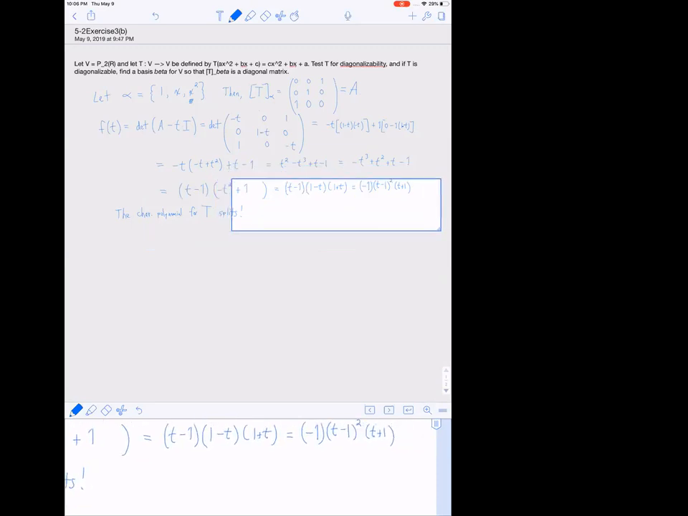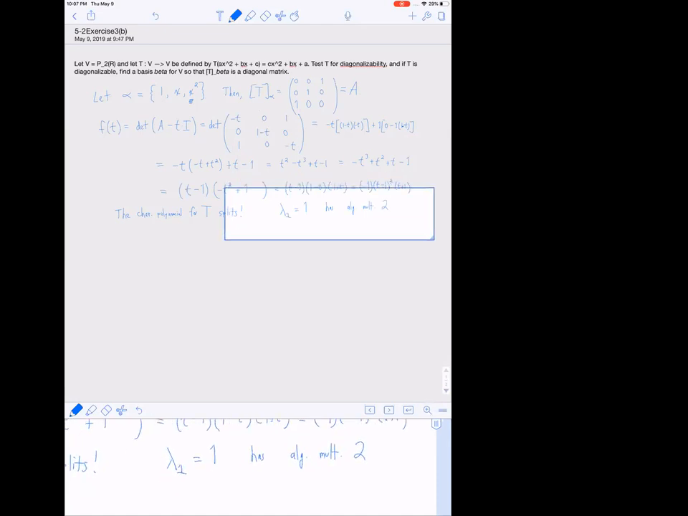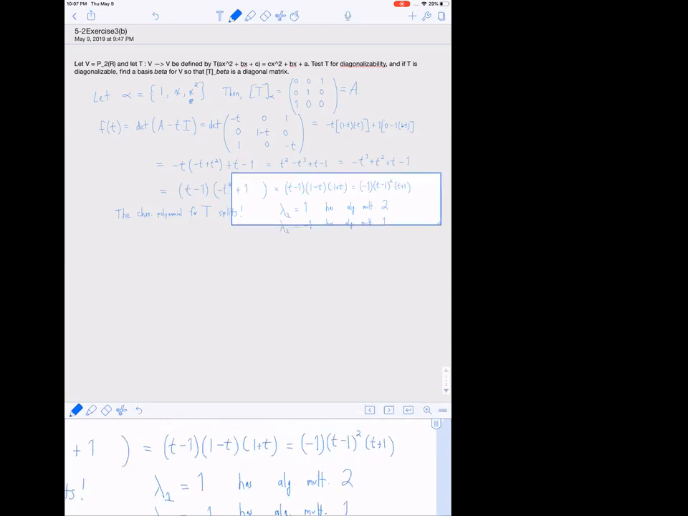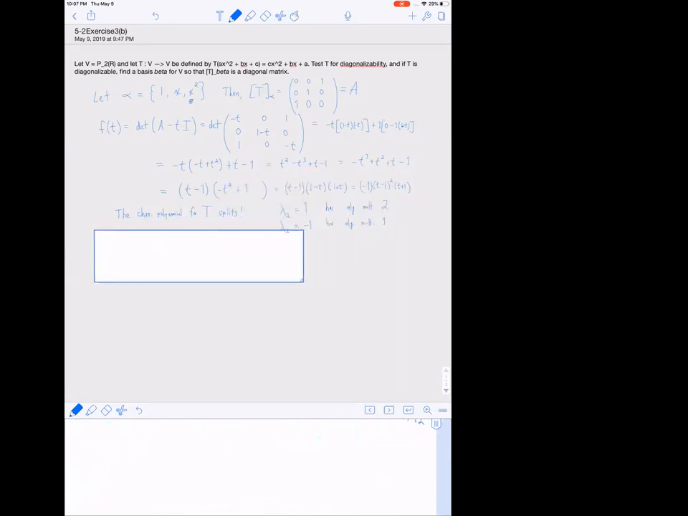So let's observe now. We know what our eigenvalues are. I'll call lambda 1 is, I'll call that one 1. And it has algebraic multiplicity 2 because of that power of 2 on the factor t minus 1. And then the second eigenvalue is negative 1, and it has algebraic multiplicity 1 because the power on that t plus 1 factor is just 1, secretly 1. We don't usually write that power.